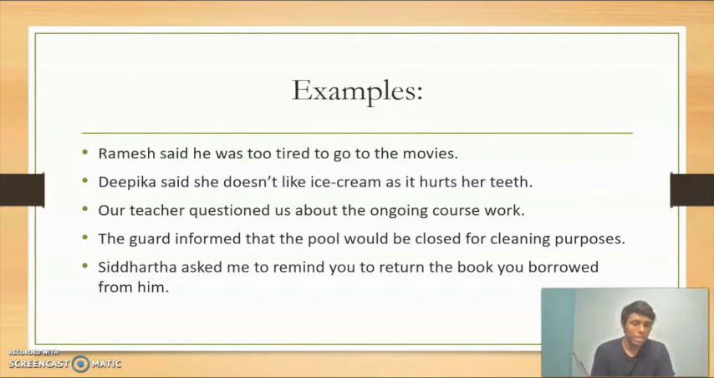Again, no quotation marks. And the final one is Siddhartha asked me to remind you to return your borrowed book. So again, one thing that we noticed was that there are no quotation marks anywhere, and we noticed that the words are rearranged. Right? We noticed that there are a lot of past tense verbs being used. And with this, I'd like to conclude indirect speech. In the next part, you will be looking at some examples of direct and indirect speech, and you'll be trying to differentiate between the two.